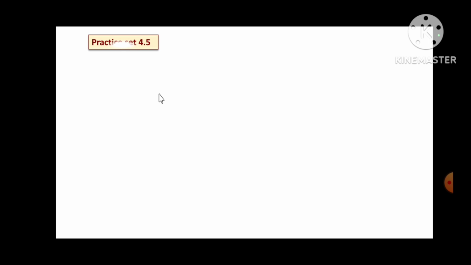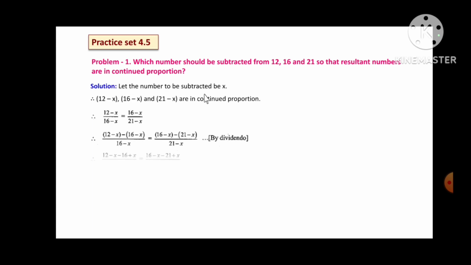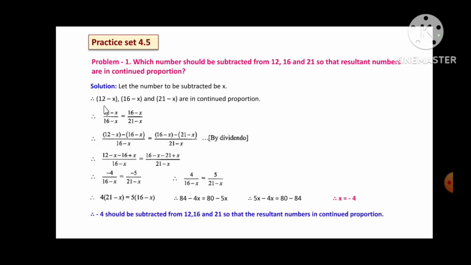Friends, now we'll see practice set 4.5. Problem number 1. Which number should be subtracted from 12, 16 and 21 so that the resultant numbers are in continued proportion? Let the number to be subtracted be x. Then 12 minus x, 16 minus x and 21 minus x are in continued proportion. So 12 minus x upon 16 minus x is equal to 16 minus x upon 21 minus x. Therefore, (12 minus x minus (16 minus x)) divided by (16 minus x) is equal to (16 minus x minus (21 minus x)) upon (21 minus x).